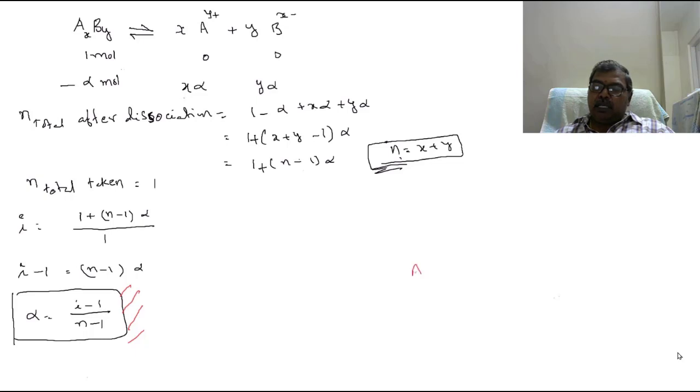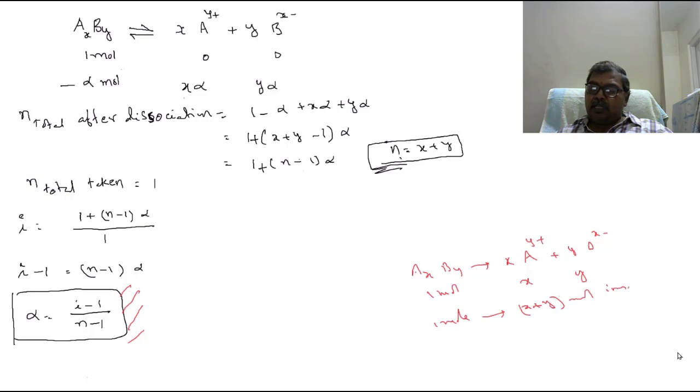See, for example, AxBy, actually it can produce on 100% dissociation x moles of A y plus and y moles of B x minus. So 1 mole gives x moles of A y plus ions and y moles of B x minus ions. So that means 1 mole of electrolyte can produce x plus y moles of ions in the solution. That is n moles of ions in the solution.